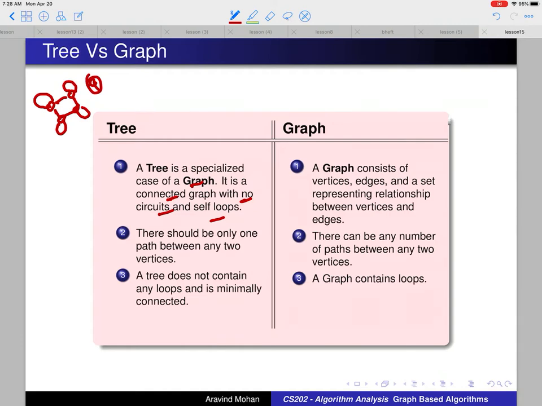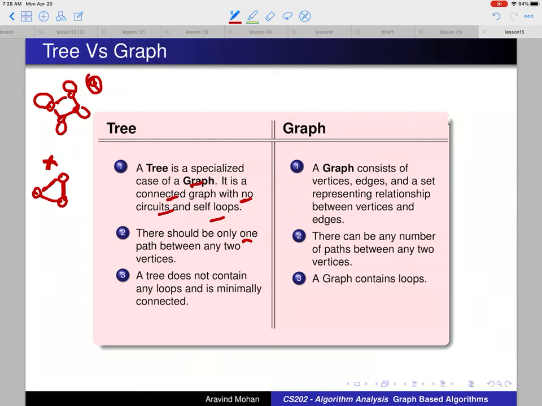And there should be only one path between any two vertices. So for example, if you have a path between these two nodes, then you cannot have a path such as this one, which ends up in a circuit and makes it cyclic behavior in that graph. This is not allowed, and this is not a tree.